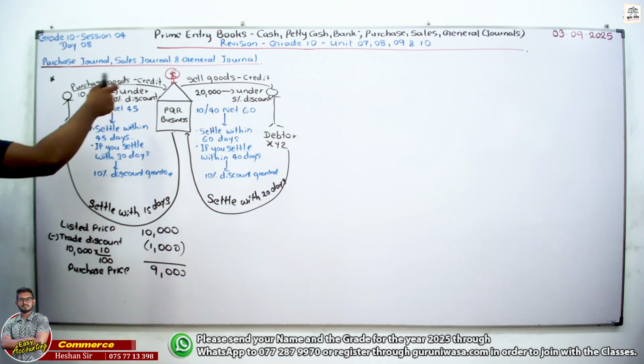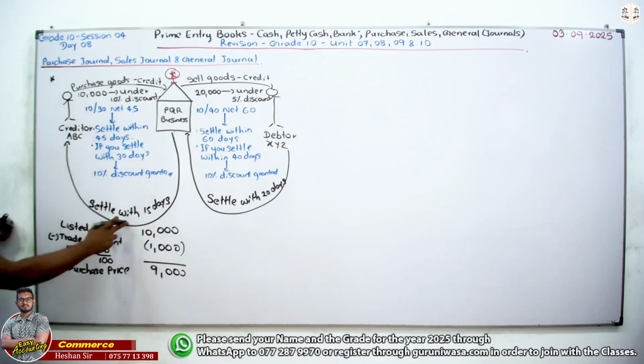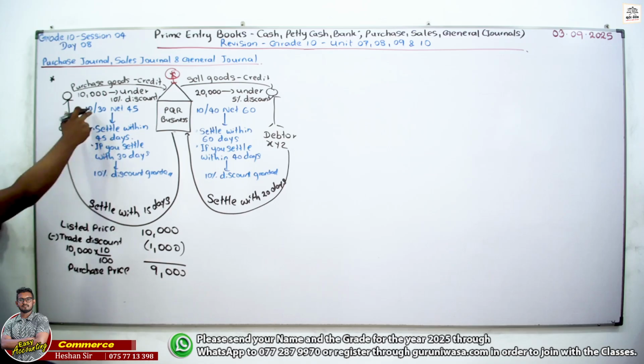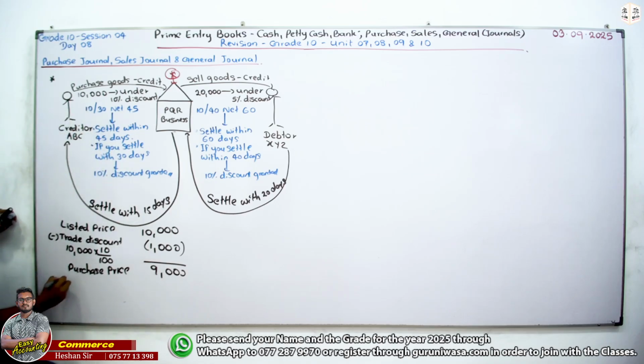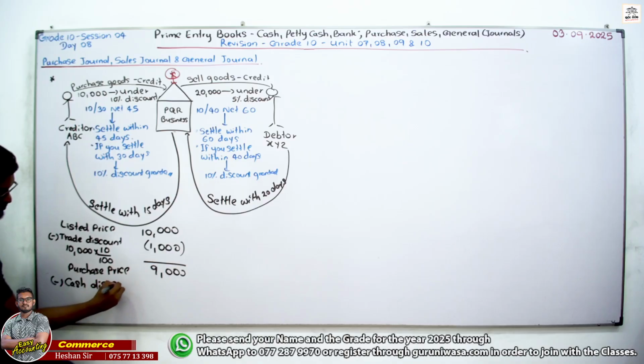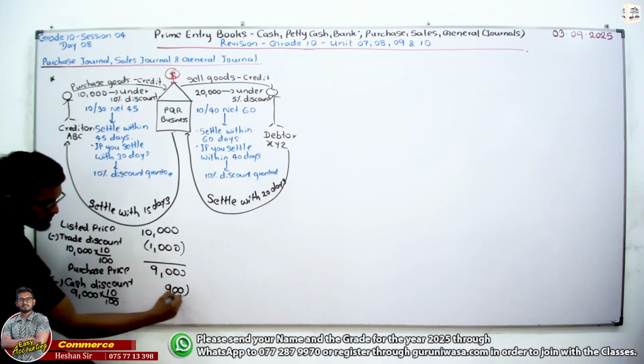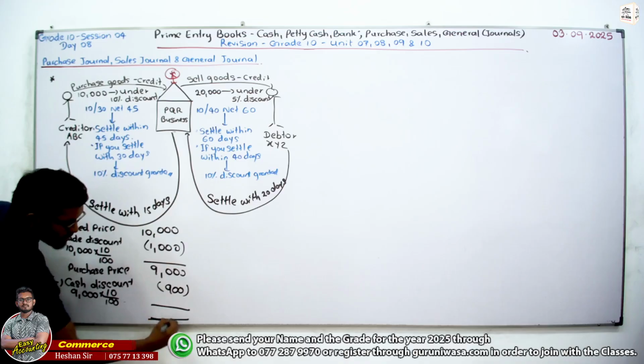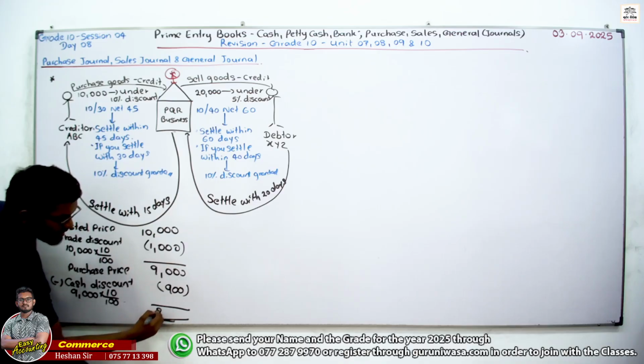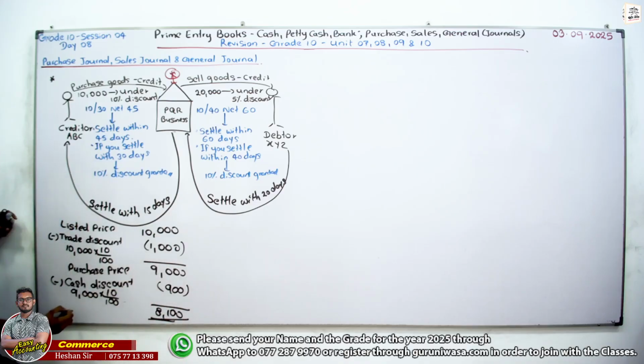So I purchased 9,000 worth of goods. Since I settle within 15 days, I need to further deduct 10%, which is minus cash discount, right? Which means 9,000 into 10 upon 100, which means how much? 900. So 8,100 is the cash payment, right?